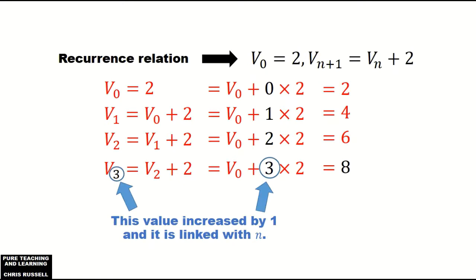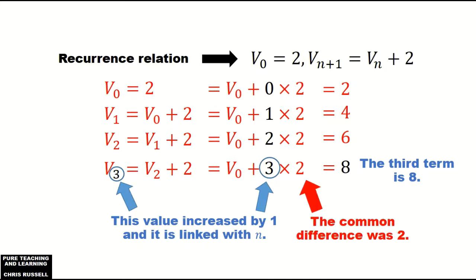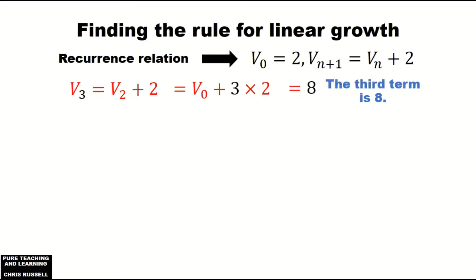As you may notice, this value increased by 1, where you see that black text from 0, 1, 2 and 3 all the way down. This value increased by 1 and it is linked with n, as you can see next to V, where we have the 3. And 8 therefore is the third term. And as you can see, the common difference of 2 appeared each time.